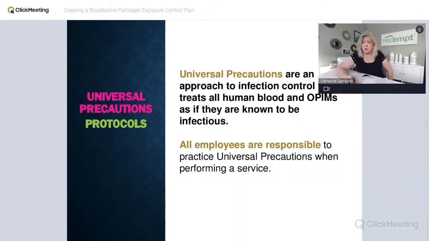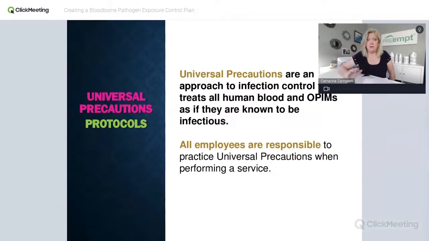So let's get down to what we're talking about today, which is bloodborne pathogen exposure control plans. First, you need to use your universal precautions. Universal precautions are an approach to infection control that treats all human blood and all other potential infectious material as if they are known to be infectious.